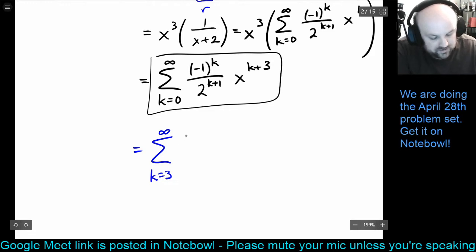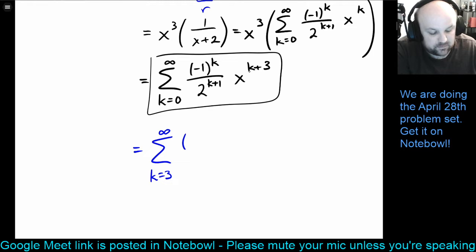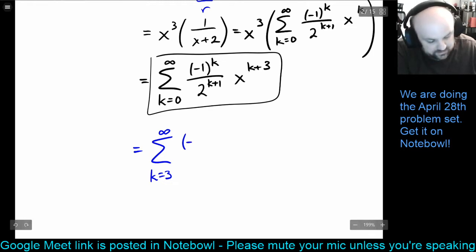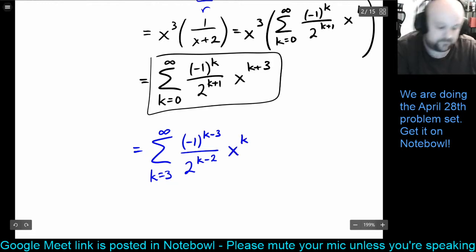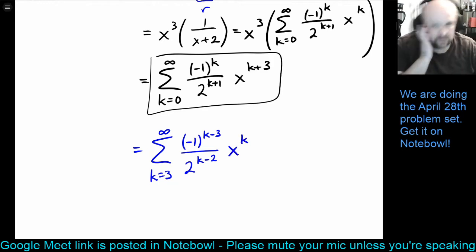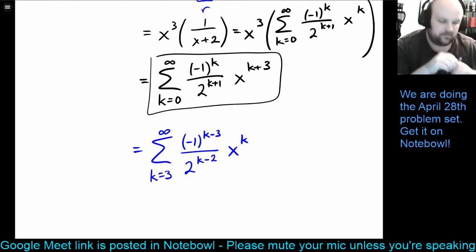Right? So again, pushing this up by 3 is going to cause every single one of these to go down by 3. So this will be k minus 3, k minus 2 down here, and then this will just be x to the k.